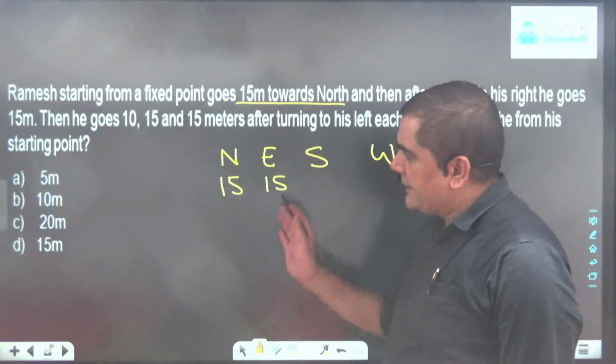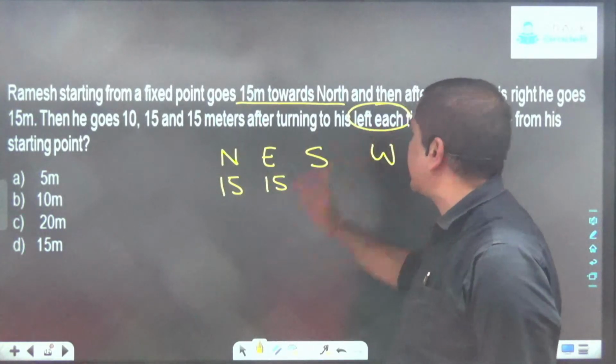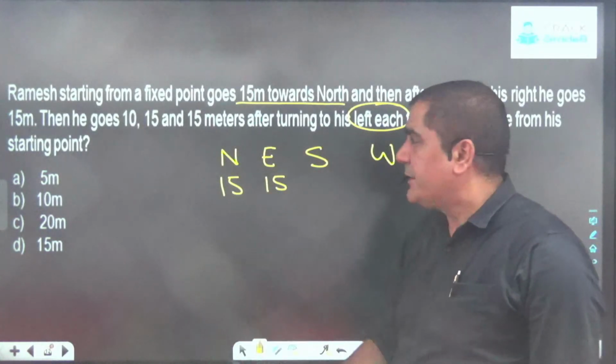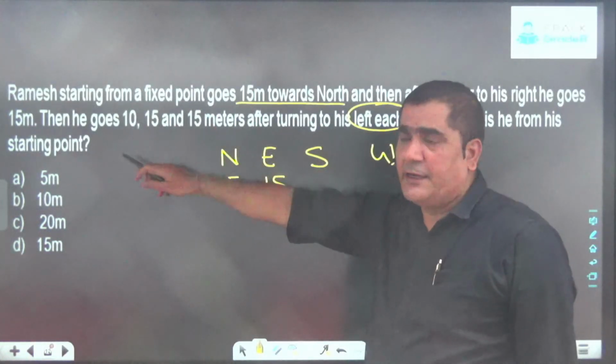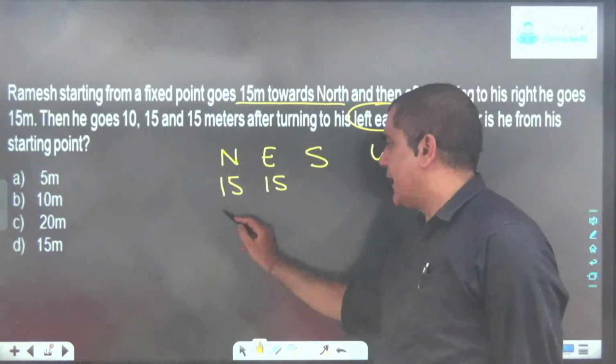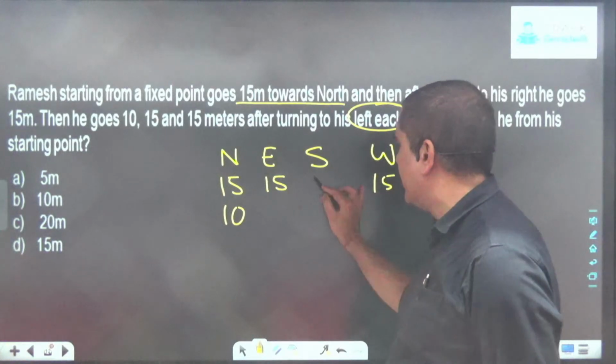Then it says he then goes 10, 15, 15 meter after turning to his left each time. Means what? He has taken a left turn 3 times. First time he has gone for 10 meter, second time 15 and third time 15. So left will be this. So 10. Left will be this, 15, and last left will be this, 15.